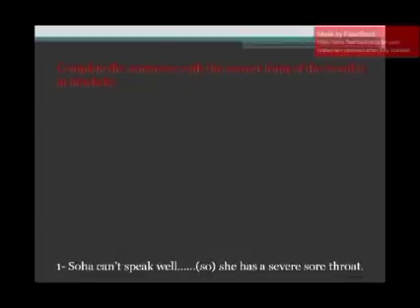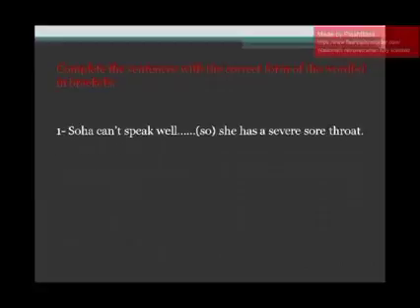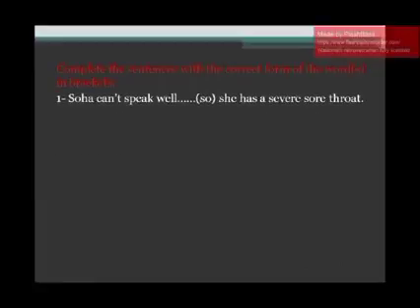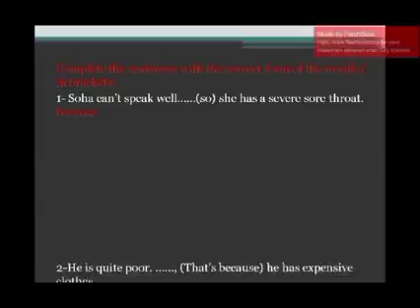Complete the sentences with the correct form of the words in brackets. Number 1, so she has a severe sore throat, so I can't speak well. Here so is incorrect. So I can't speak well. What is the reason for that? Yes, because she has a severe sore throat. Because indicates or is followed by a reason.